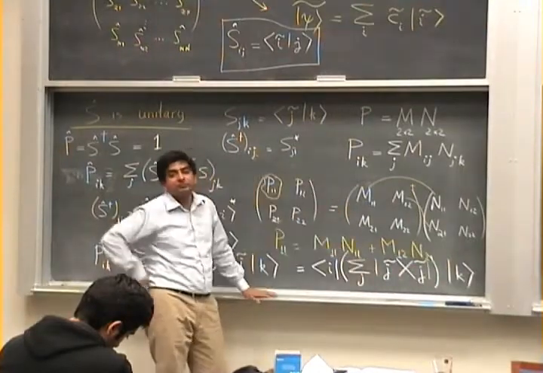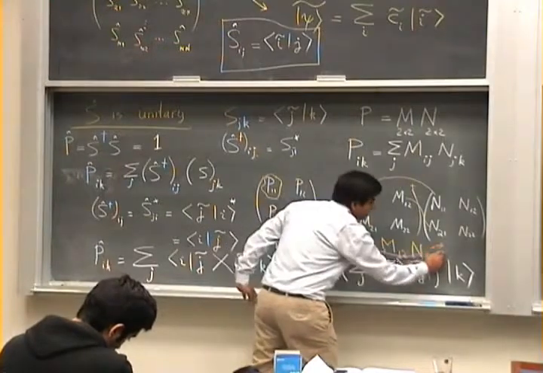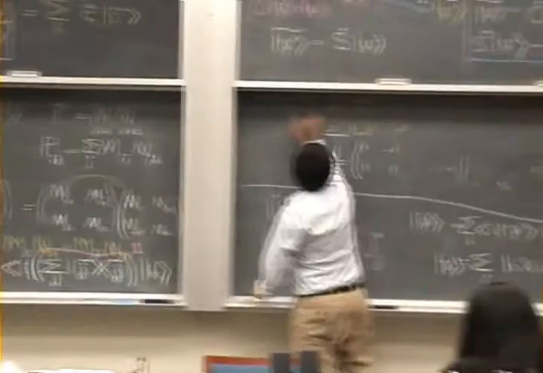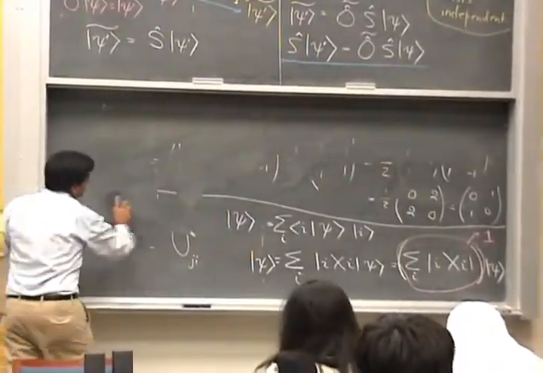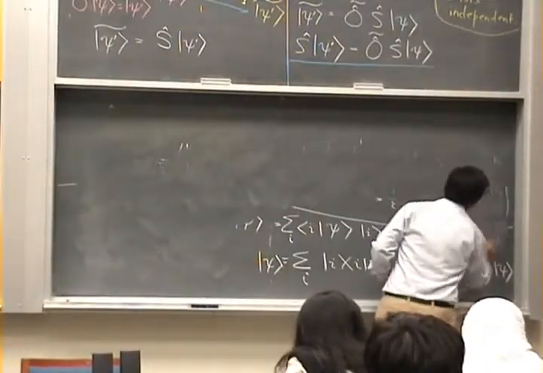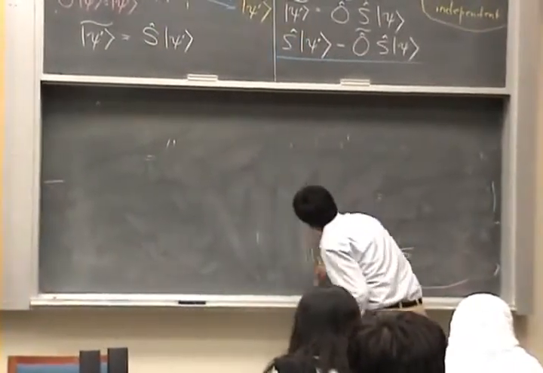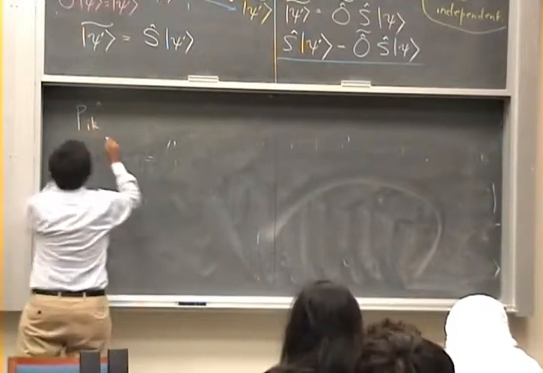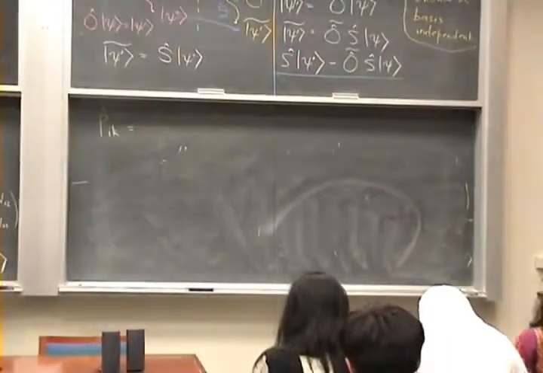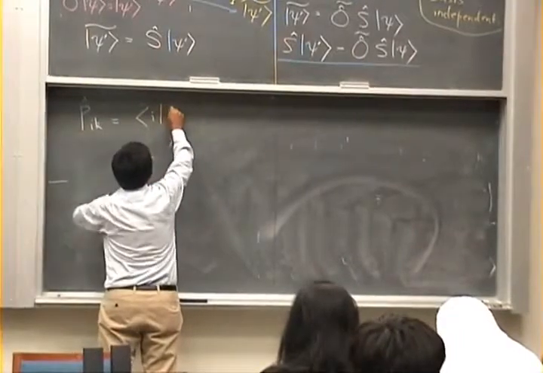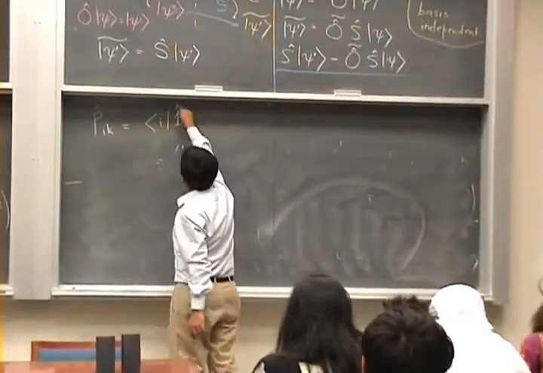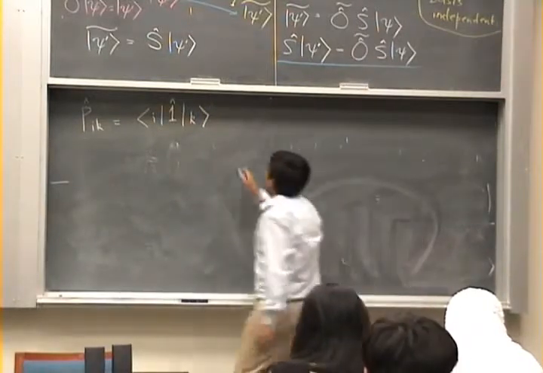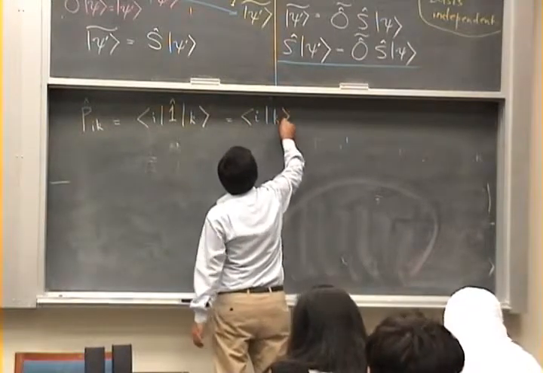So what should this expression be equal to? Identity. It must equal identity. So when this equals identity, what happens? The ik element of the product of S dagger and S equals bra i, identity operator, ket k. You can even put a hat on top of this identity, it doesn't matter. So what happens when the identity acts on k? Nothing. So we get the inner product of i and k. Now what is this equal to?